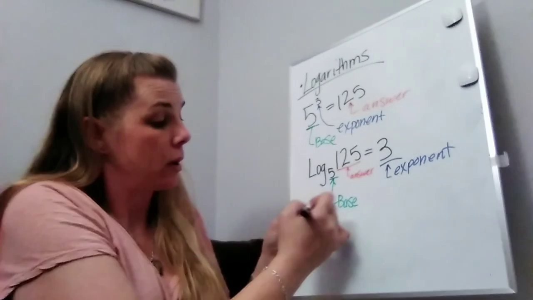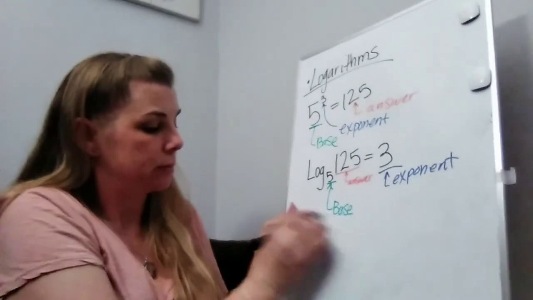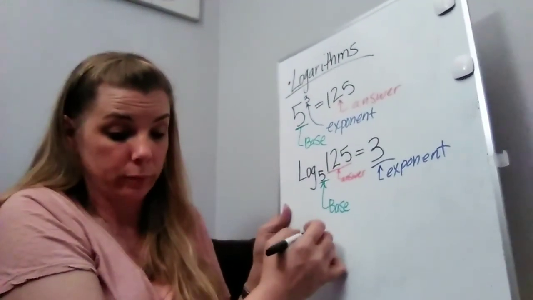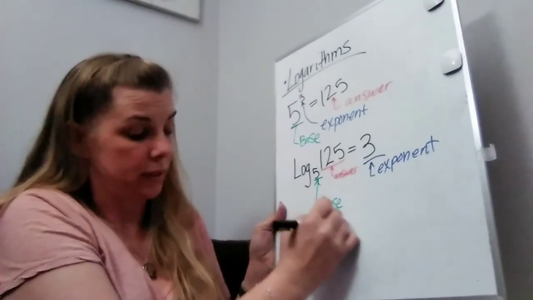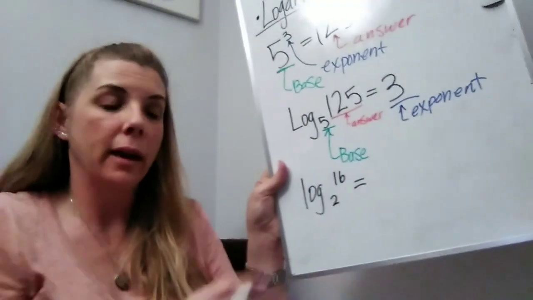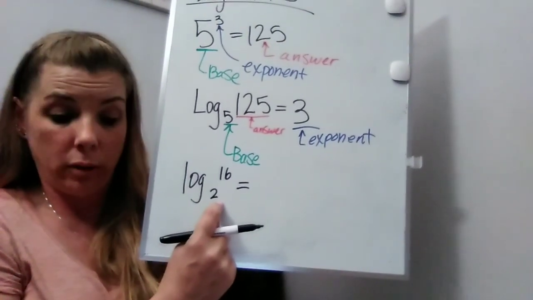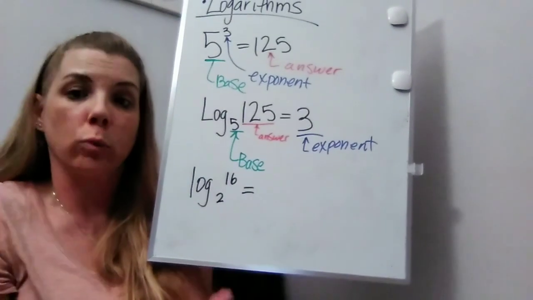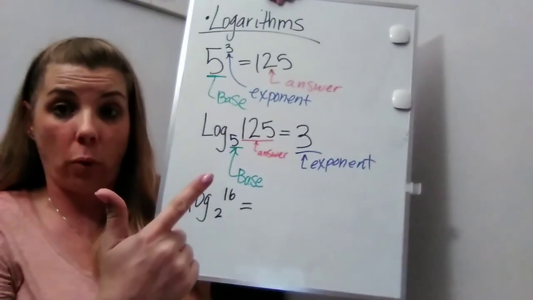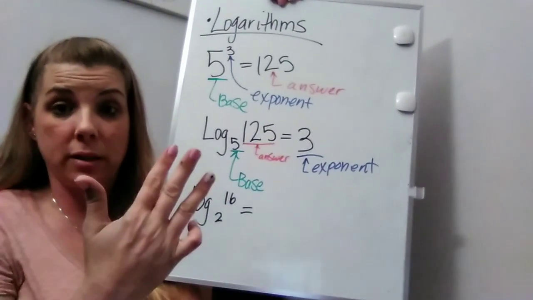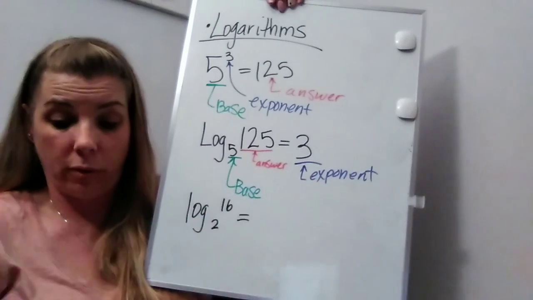What if we have log base 2 of 16? What would that be equal to? The way you read this is 2 written how many times will equal your 16. So we have 2 times 2 is 4, times 2 is 8, times 2 is 16. So what do you think log base 2 of 16 is? 2 times 2 times 2 times 2. It's going to be 4.